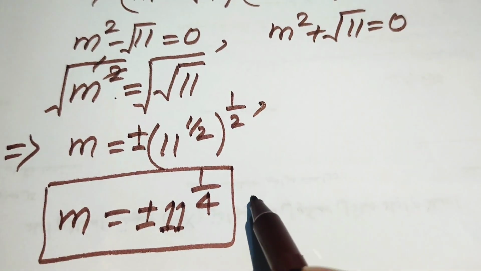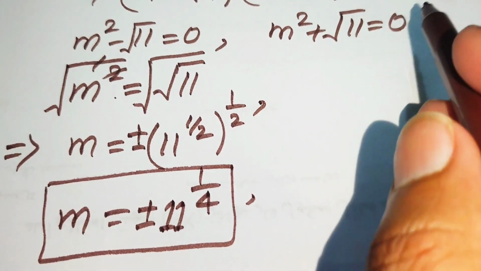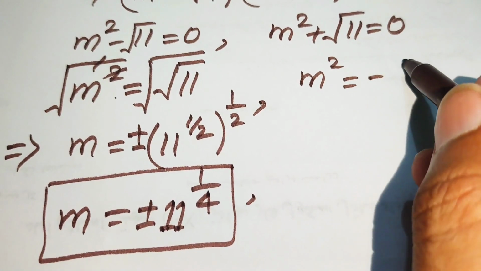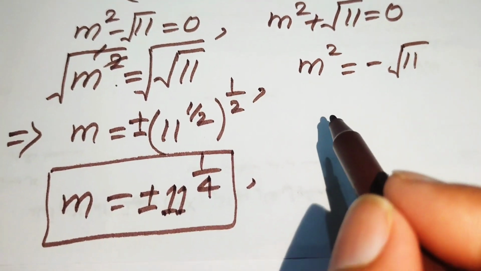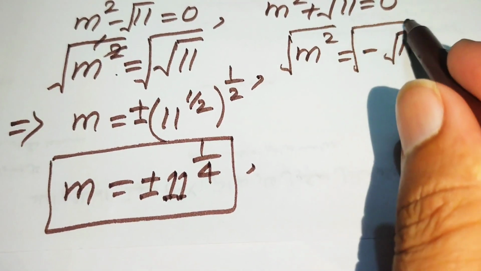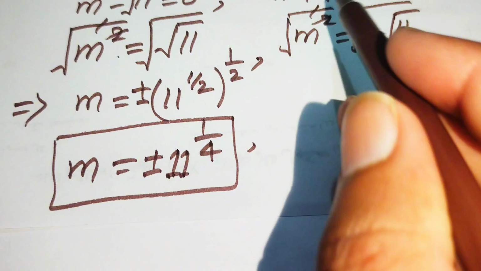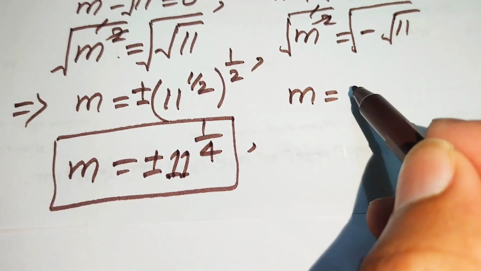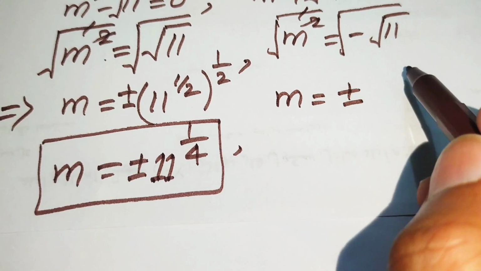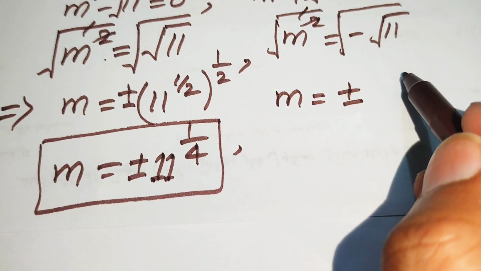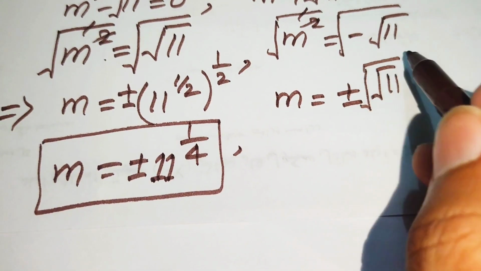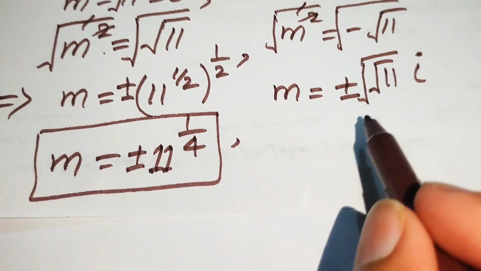Similarly we focus on this one, and we move the square root of 11 to the right hand side, and it will be written as m squared equals minus square root of 11. Here we again take the square root on both sides, and the square and square root are gone, and we get m equals plus minus the square root of minus 1, and the square root of minus 1 equals iota, and we get here the fourth root of 11 times iota.